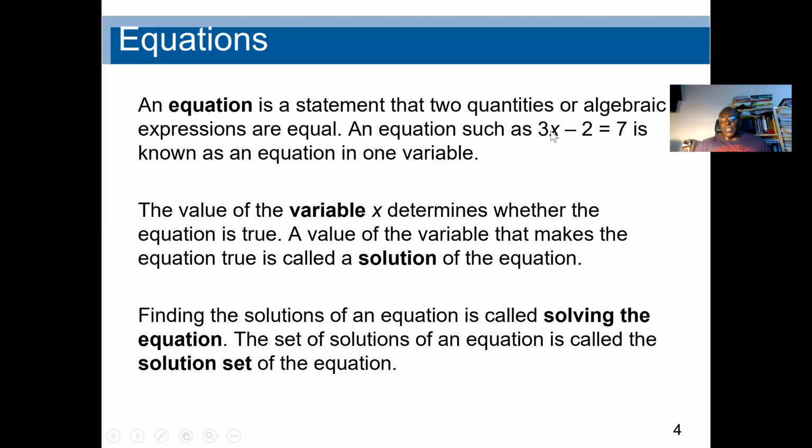Now, if I put 3 in the variable here, the equation is supposed to balance. So 3 times 3 is 9. 9 minus 2 is 7. So 7 equal to 7, which means the solution is correct. Also, a value of the variable x will determine whether the equation is true, as I did in the example here. A value of a variable that makes the equation true is called the solution of the equation. So here the solution of our equation is x equal to 3. And if I substitute x with 3, the equation will balance and it will be 7 equal to 7.